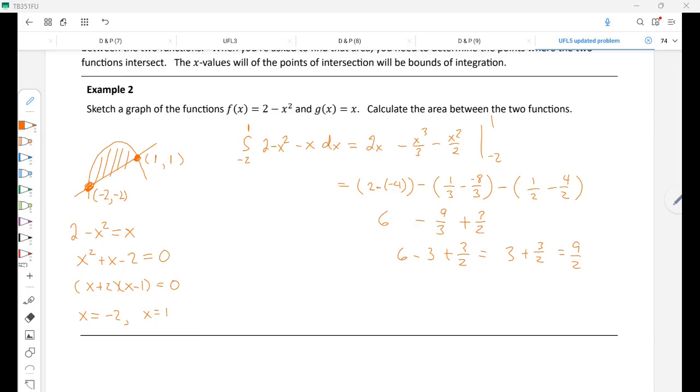2 minus negative 4. Yep. I did it term by term rather than 1, 2, 3 minus 1, 2, 3. That kept my thirds together. So I plugged 1 and 2 into 2x. I plugged 1 and negative 2 into x cubed over 3. And I plugged those into x squared over 2. Kept my minus signs. Plugging the 1 gave me a positive. Minus negative 2 cubed is negative 8. Negative 2 squared is positive 4. I think I did good. All right, nice, cool. I thought for sure I had made a mistake somewhere along the line there.